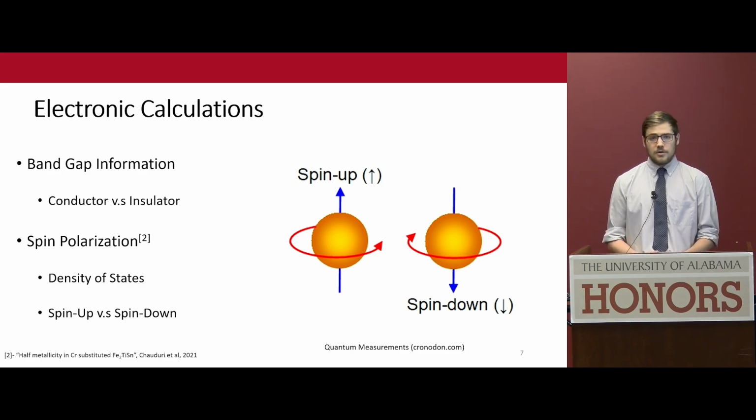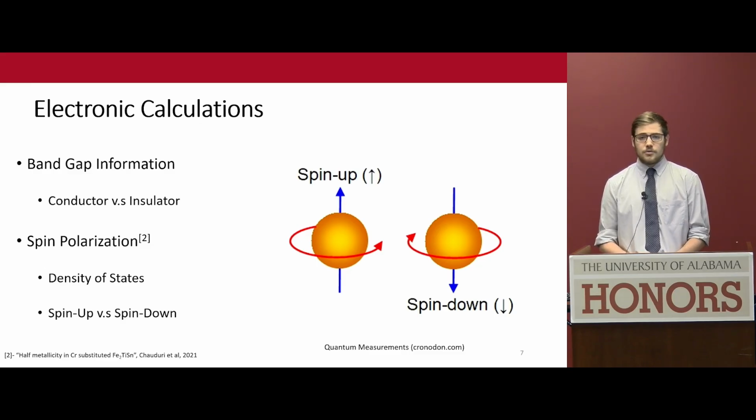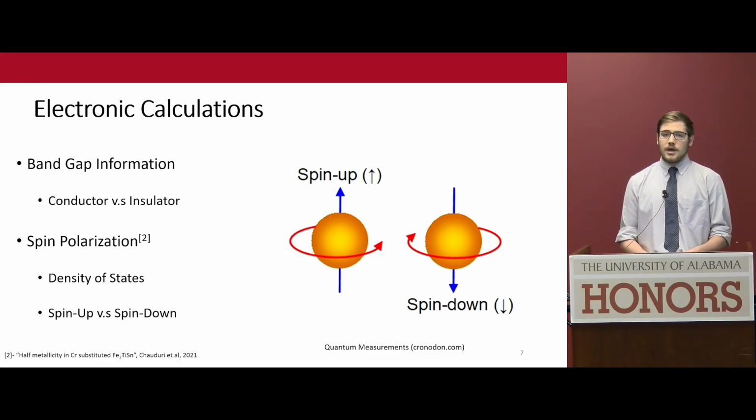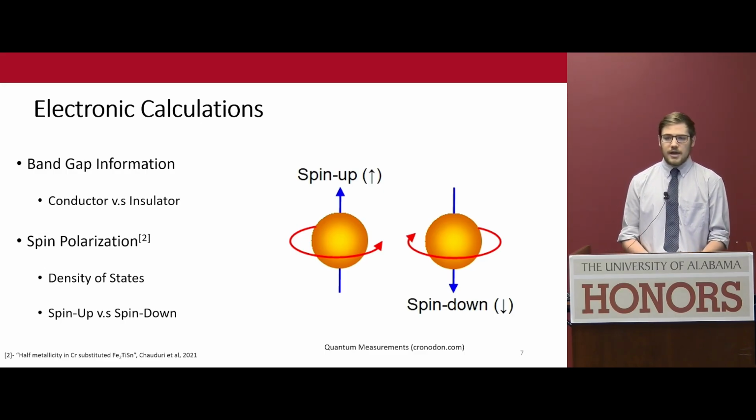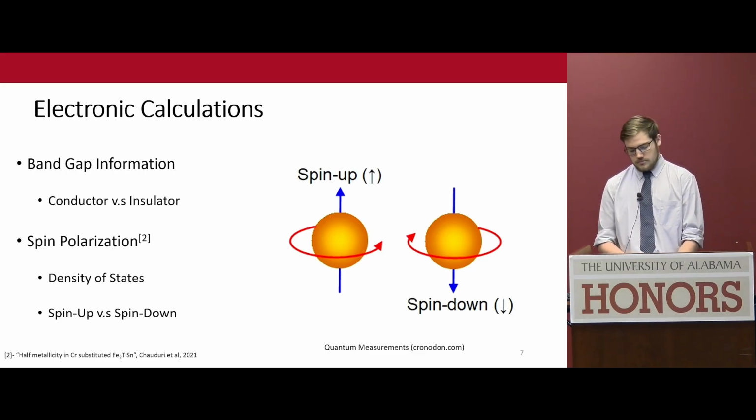We also look at something known as spin polarization, which we can calculate from the density of states. Essentially, we're looking at different energy levels, what kind of electron states are available. Specifically, we look at a reference energy known as the Fermi energy and see whether or not we have more available spin-up or spin-down electron states. And if there's a preference for spin-up versus spin-down, it means that our material is going to be better at conducting that type of electron versus the other.